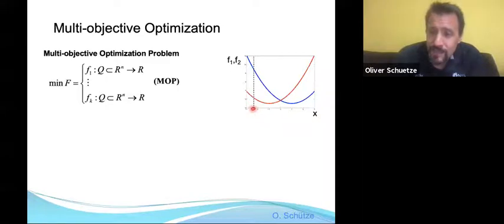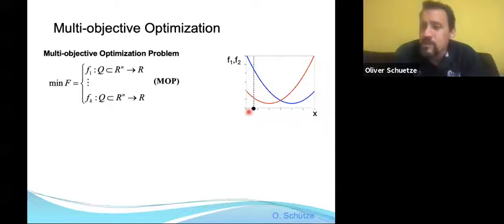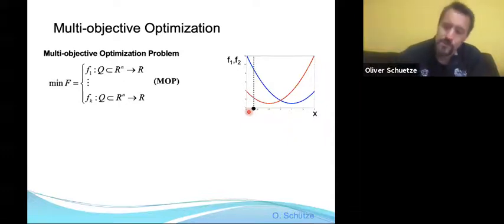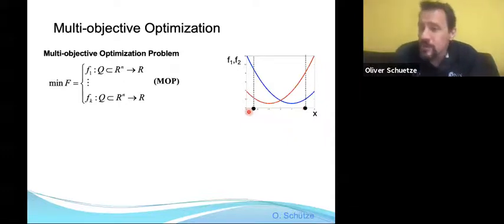This candidate solution here, this value of X, is not optimal because if I go a bit to the right, I can decrease F1 as well as F2, right? So I can improve both functions at the same time. I can build another car which is cheaper and faster. So this is not an optimal solution. This is also not an optimal solution. If I go to the left, I can again improve all objective values.